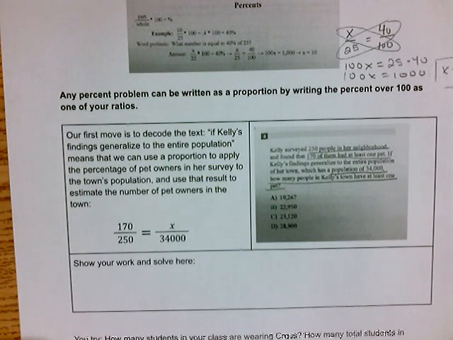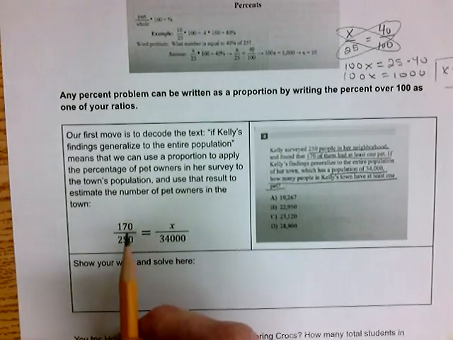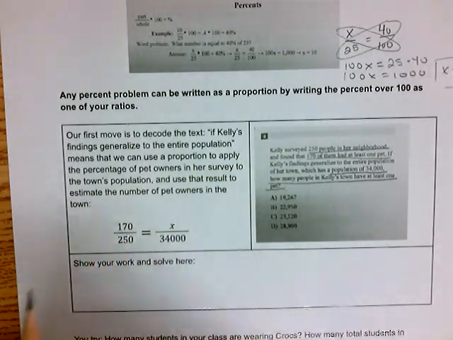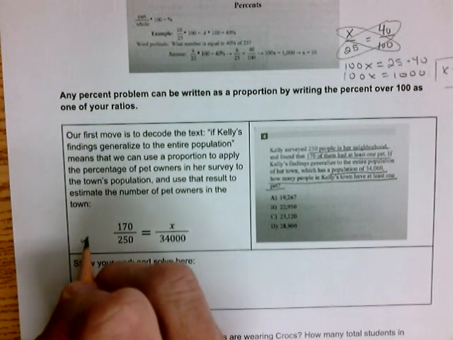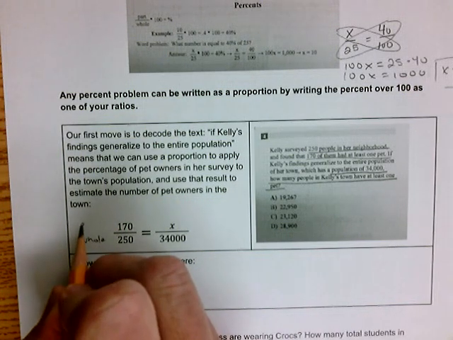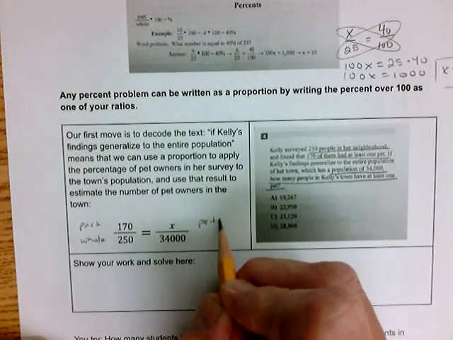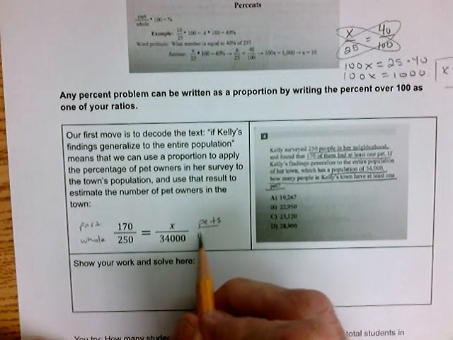This sentence here, Kelly's findings generalized to the entire population. What does that mean? So what that's telling us is we're taking her sample, 170 pets out of 250 neighbors that she talked to, and setting that as a ratio that we're going to use to write a proportion, and use that proportion to estimate the number of pet owners in her entire town. So the whole number in her neighborhood was 250. The part of them that owned pets was 170. So on the other side of our fraction, the number of pets over number of people in town.